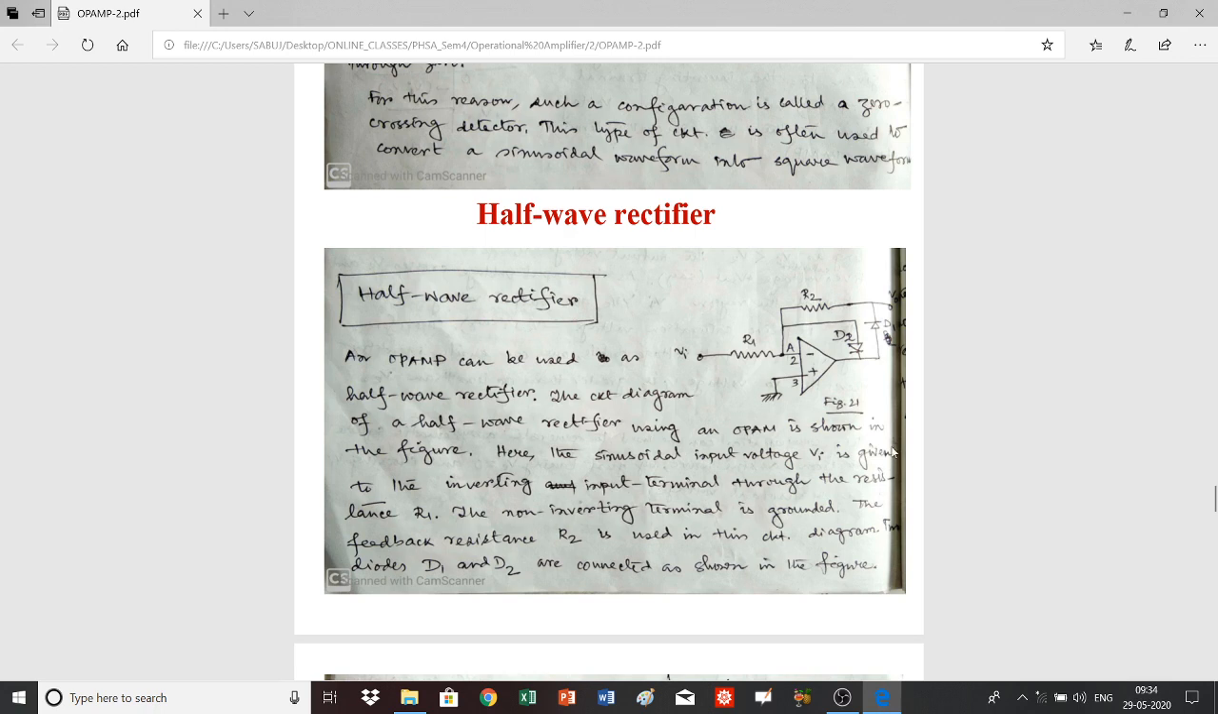So here is the basic diagram of a half-wave rectifier using an op-amp. In this case, the sinusoidal voltage or AC signal which is to be rectified is applied to the inverting input terminal, and the non-inverting input terminal is grounded. Two PN diodes, D1 and D2, are connected in this way, the feedback resistance is R2, and the output voltage is V0.